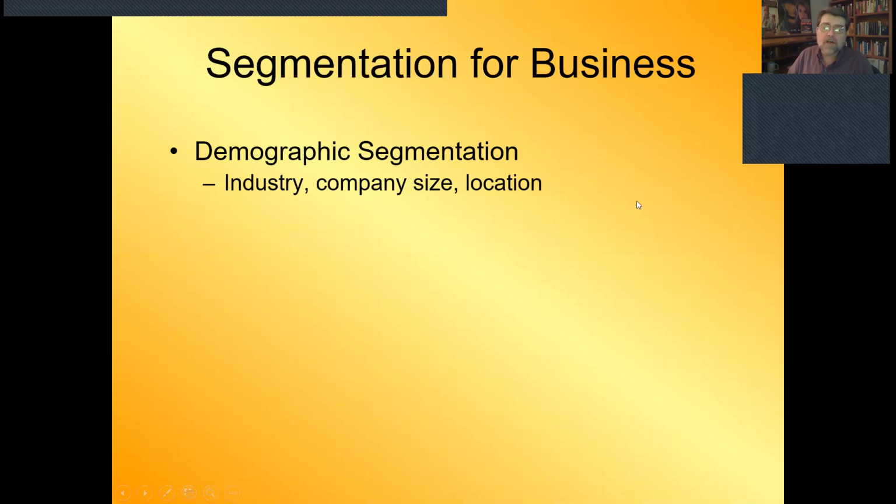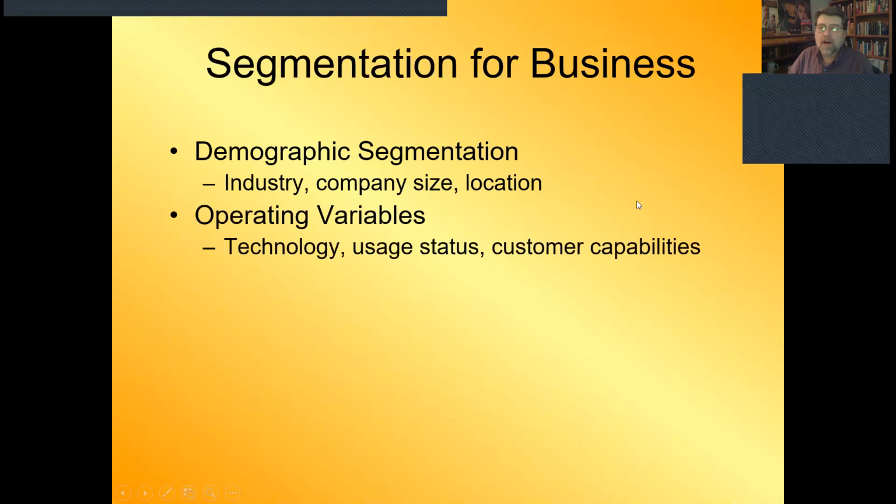Obviously, location, geography is an issue as well here. Other operating variables, what technologies are they using? PC or Mac or whatever other technologies may be relevant to them. What's their usage status? Are they high users or low users? What capacities do they have? Are they able to take advantage of the product that you might be offering them, if it's a technological product? What is their purchasing approach? And I think we talked previously about procurement departments and things like that.